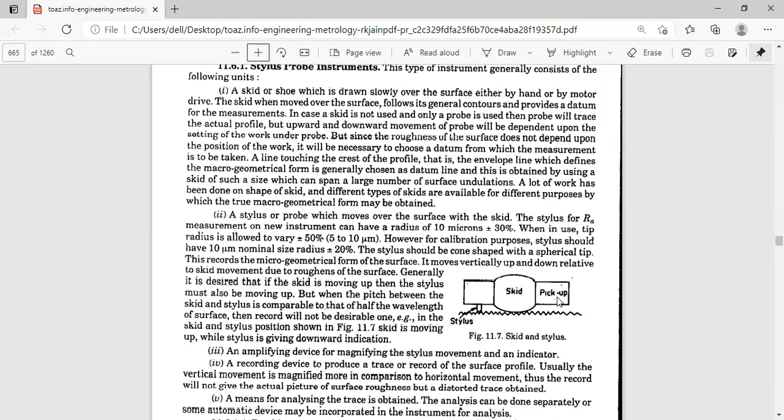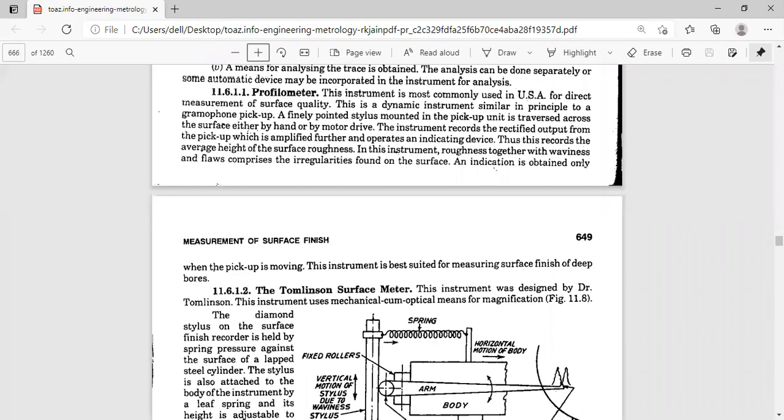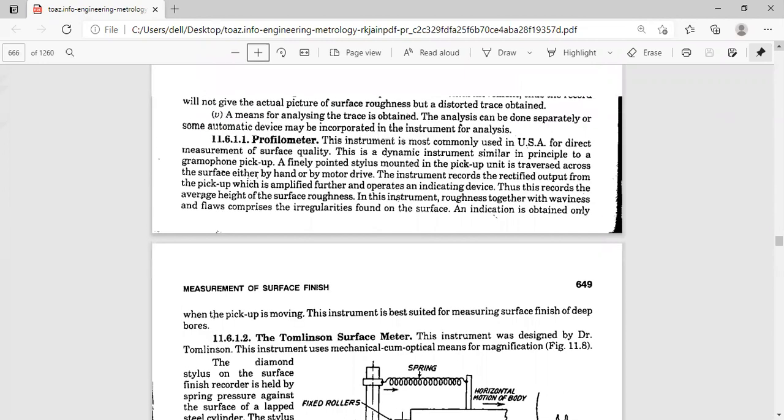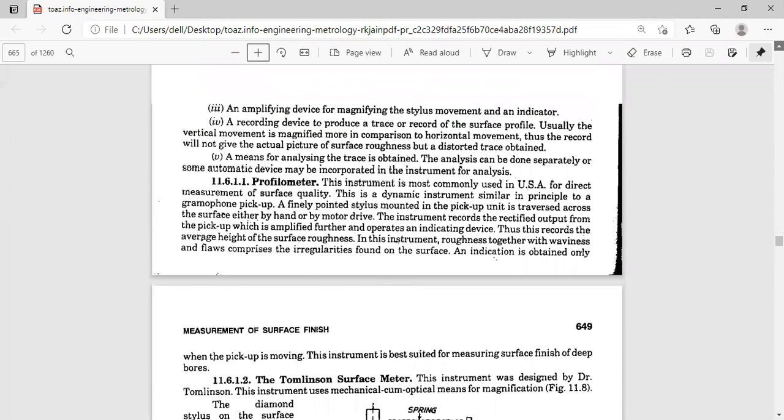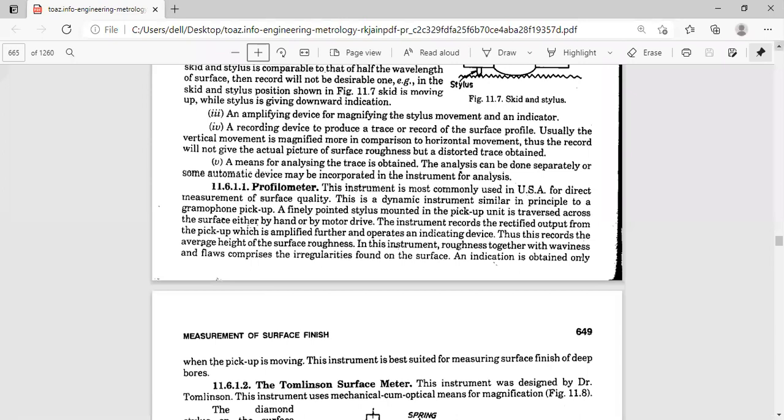So here in the amplifying device, why do we have to have an amplifier? You have to magnify or amplify the movement of the stylus so that the indicator or the display unit will be able to perceive those movements. That's very important. So when we have the amplifier, then we have the recorder type. The recorder is a device that will trace a record of the surface profile.